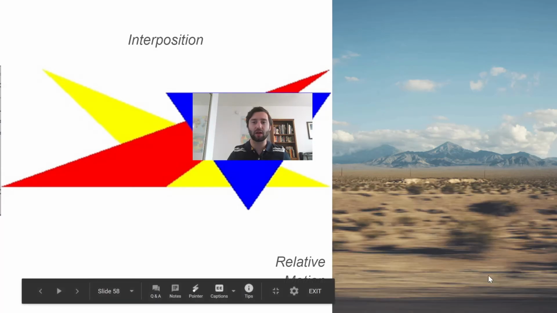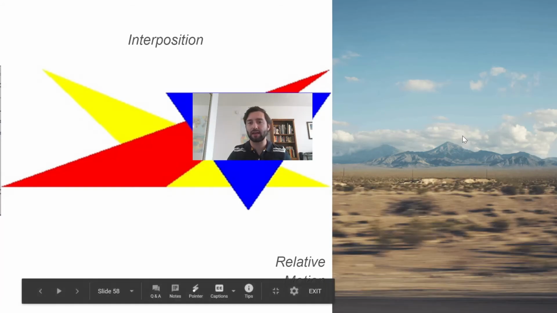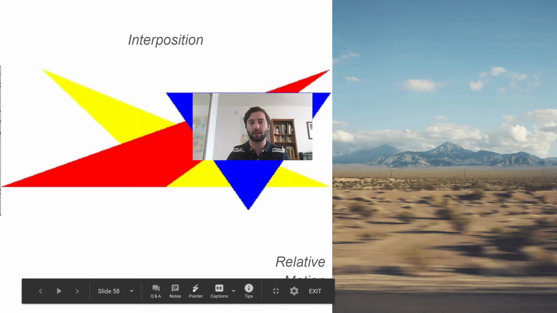Now this is obviously a video, but again, this is something that's flat. There's no actual depth here. But we perceive this depth. We can tell that this mountain is far away because of how it's moving compared to everything else.